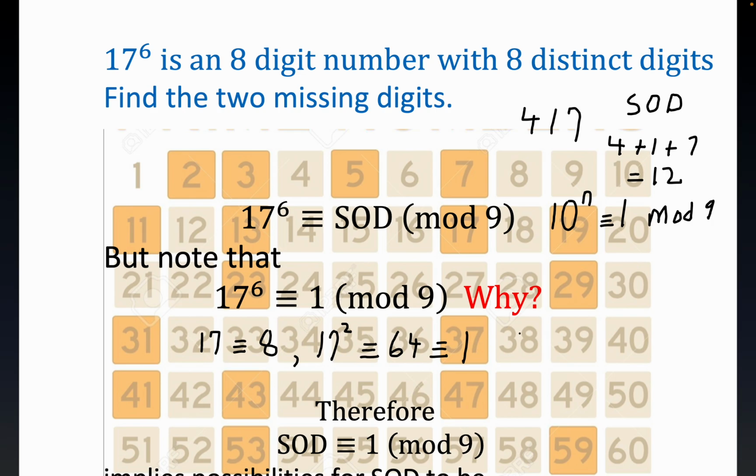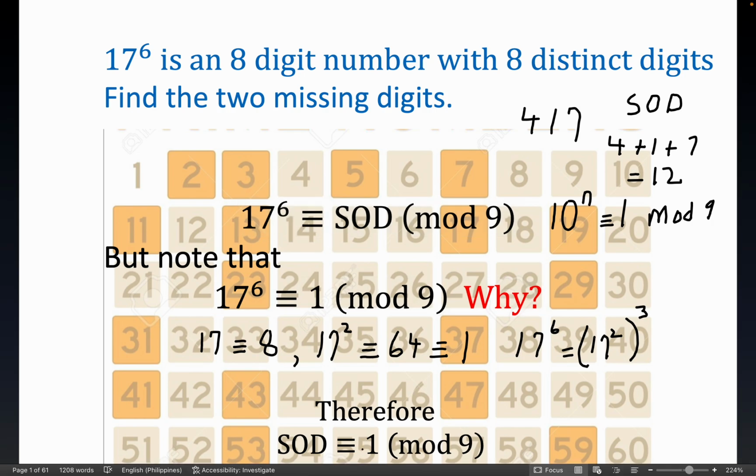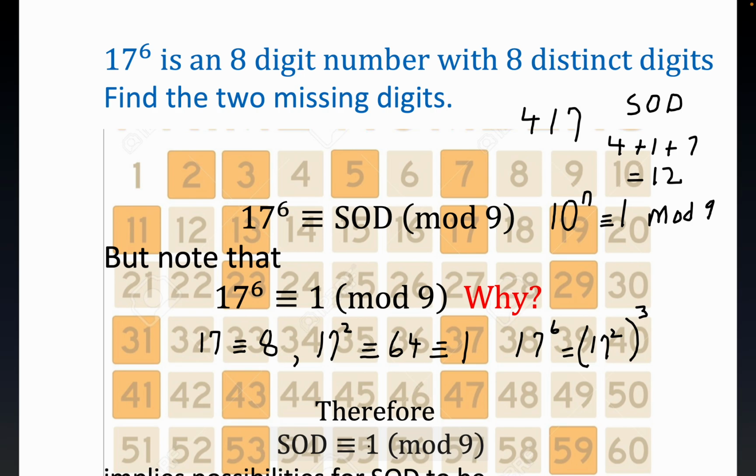But notice that 17 to the 6th is, by laws of exponents, equal to 17 squared, quantity cubed, right? Laws of exponents: 3 copies of 2 copies is 6 copies. So there you go, folks. That's why this turns out to be a fairly useful result, because these congruences behave just like equality. And so that means the sum of the digits of 17 to the 6th is congruent to 1.